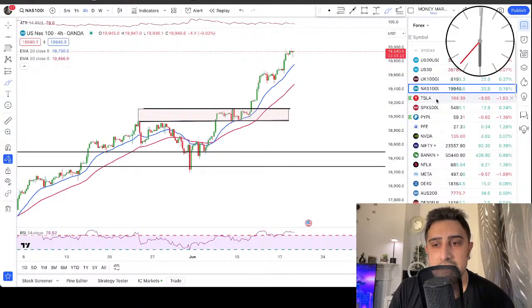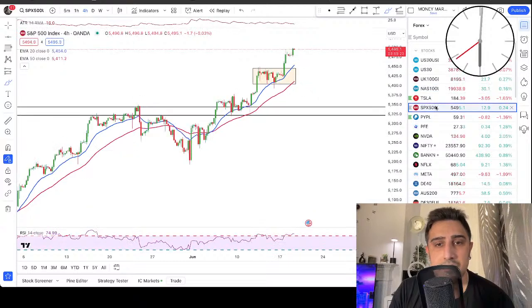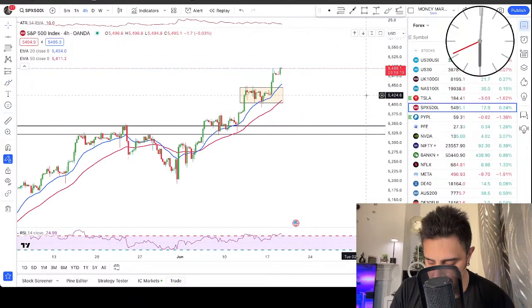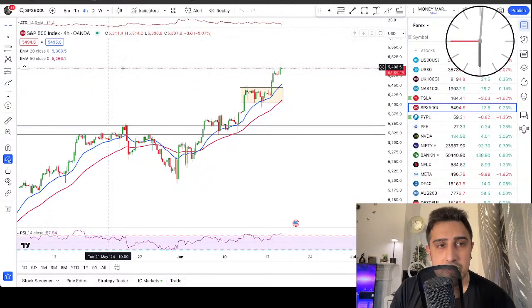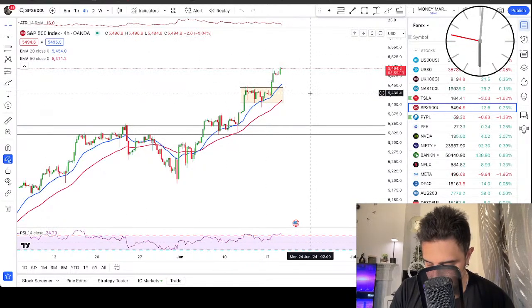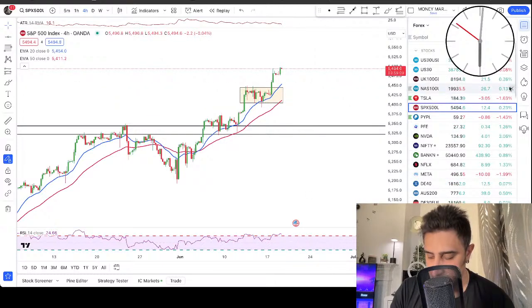The same goes for Nasdaq. Yeah, so wait for that. Overbought, expect some correction and then push higher. LUCID, yeah.